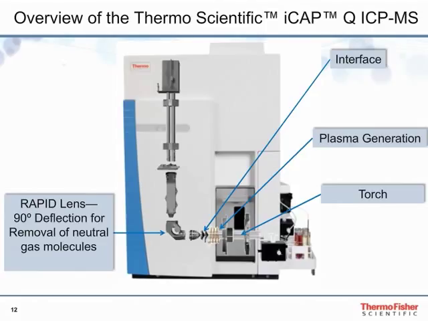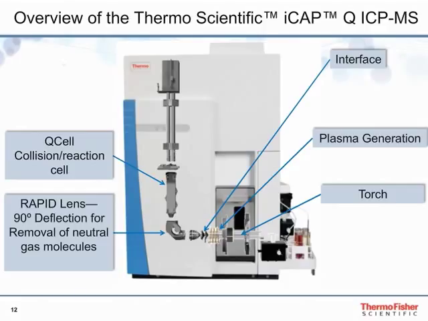Neutral atoms and gas molecules, unaffected by the lens's deflection, pass straight through the lens and are prevented from traveling through the rest of the instrument. This step improves the stability of the collision cell and reduces background levels when the ions reach the detector. After deflection with the rapid lens, ions travel to the Q cell.